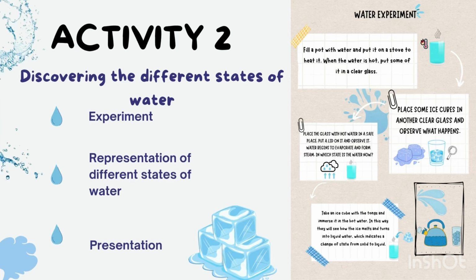Next, they will place the glass with the hot water in a safe place, put a lid on it and observe it. They will see that the water begins to evaporate and form steam. That is, water drops will form on the lid, indicating that the water is in a gaseous state.